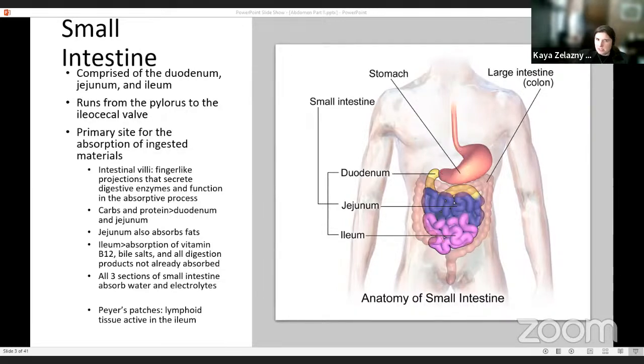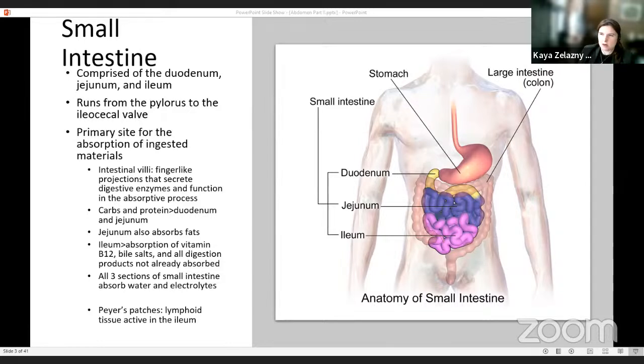As we begin with our small intestine, we're going to be looking at three pieces: the duodenum, the jejunum, and the ileum. Your small intestine is going to go from your pylorus all the way to your ileocecal valve, which is where it will join the large intestine, also known as your colon. The purpose of the small intestine is mainly to absorb nutrients from the food you eat. The way it does this is that there are structures projecting out from the walls of the small intestine called intestinal villi, and they're going to be secreting digestive enzymes and helping your small intestine to absorb all the nutrients from the food you eat.